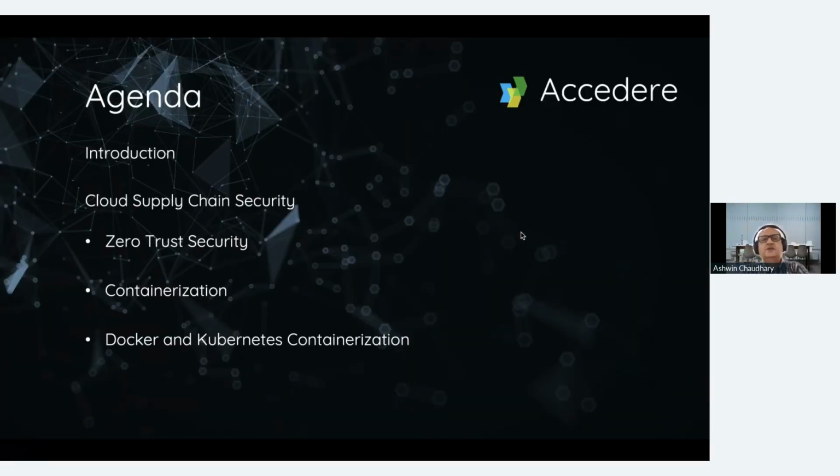So this is our agenda for today. We are going to do an introduction about us and what is cloud supply chain security, what does zero trust security mean, what does containerization mean, what is Docker and Kubernetes, and how in the last how SCDA can help in this space. So I will start with a quick introduction with a video of ours.